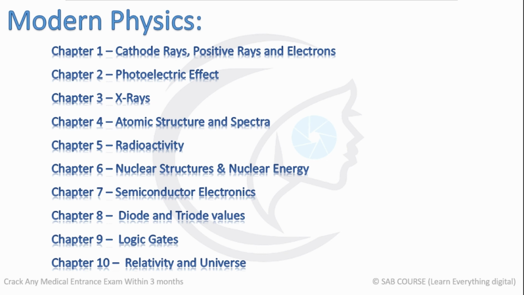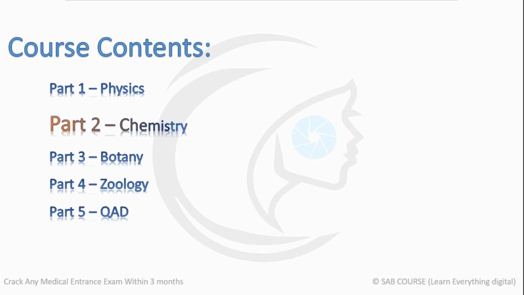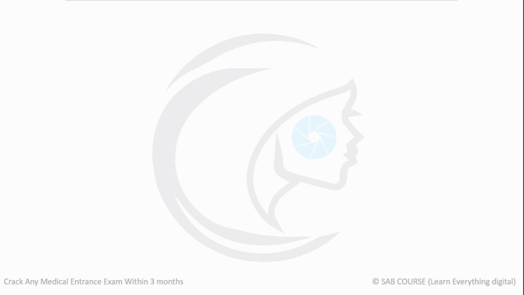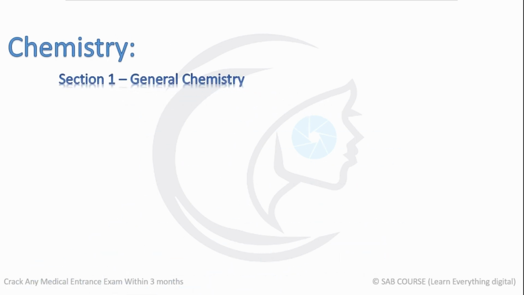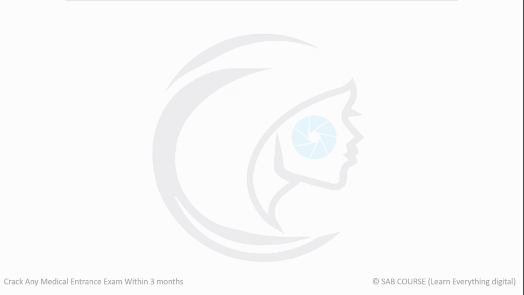Finally, we will end our physics sections and we will dive into the chemistry part. In the chemistry part there are altogether 4 sections. First one is general chemistry, second is physical chemistry, third is organic chemistry, and fourth is inorganic chemistry. Let us dive into general chemistry.